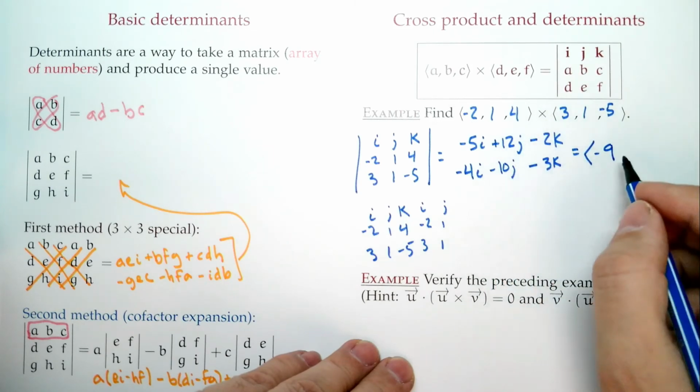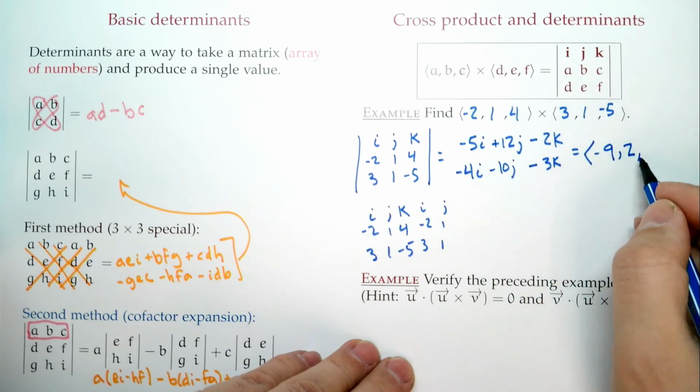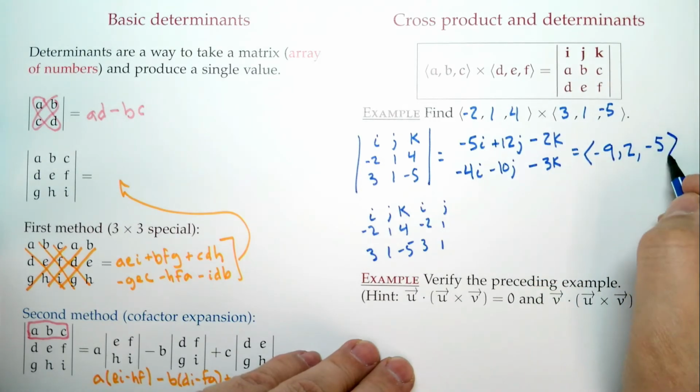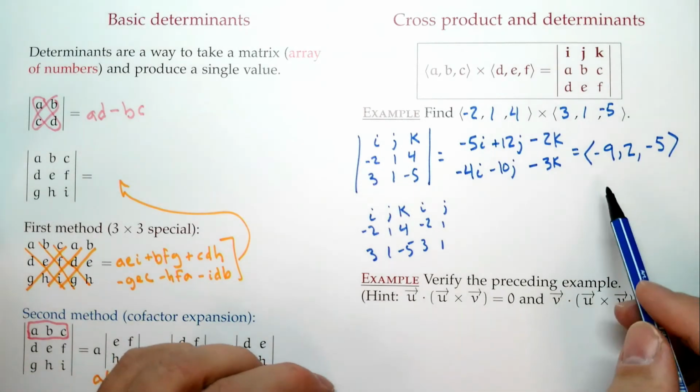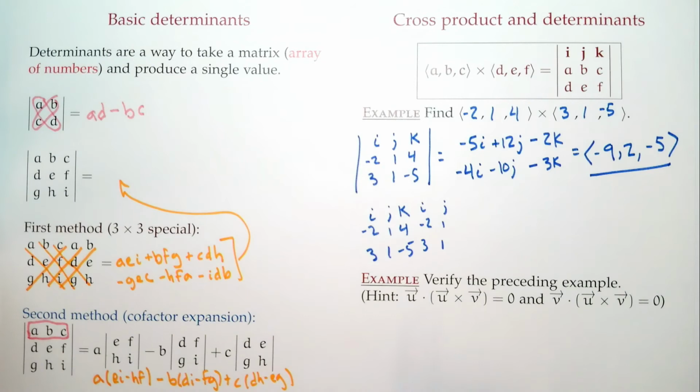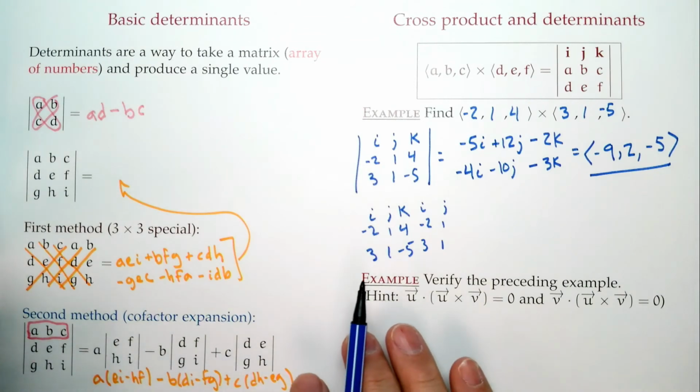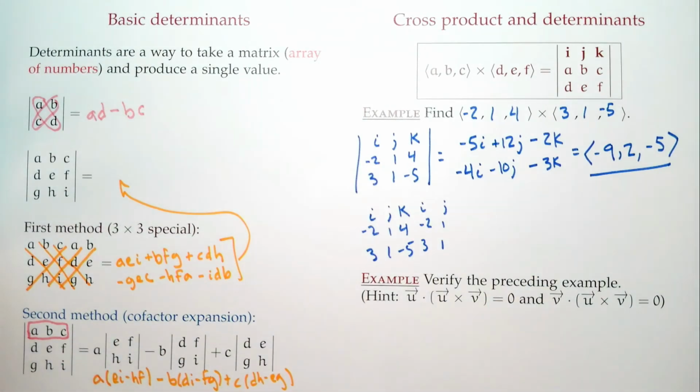12 minus 10 is 2. Minus 2 minus 3, negative 5. All right, that's the cross product, we hope. Well, we want to do more than hope. We really want that to be the answer. Okay, well, that's the next point. I want to verify that that's in fact the right cross product. So how do I do that?